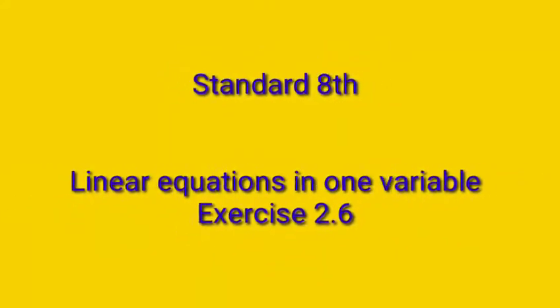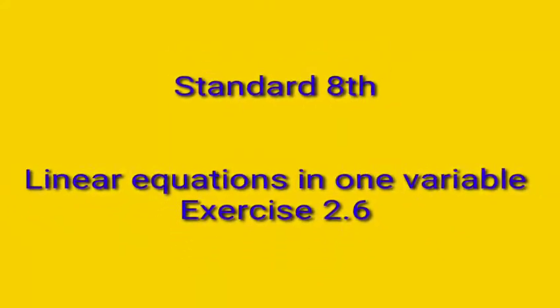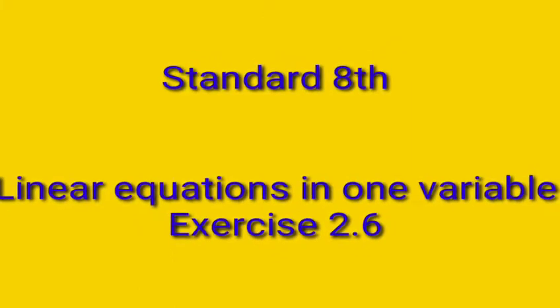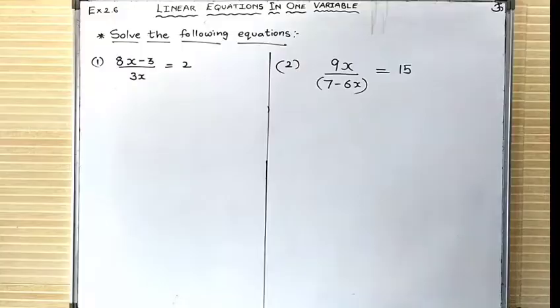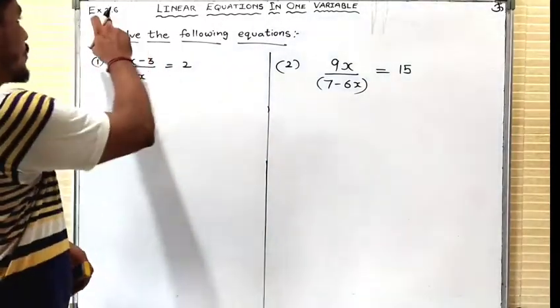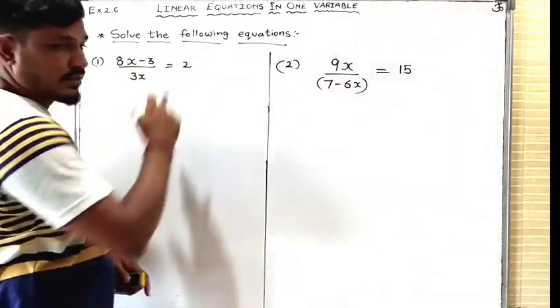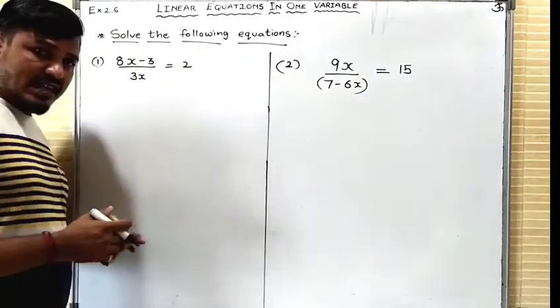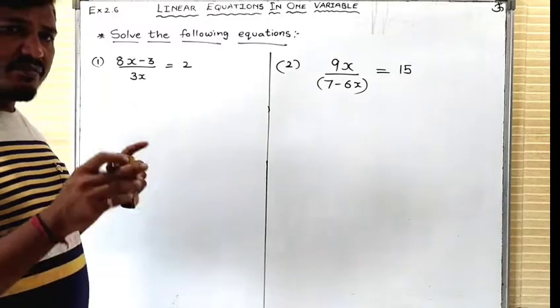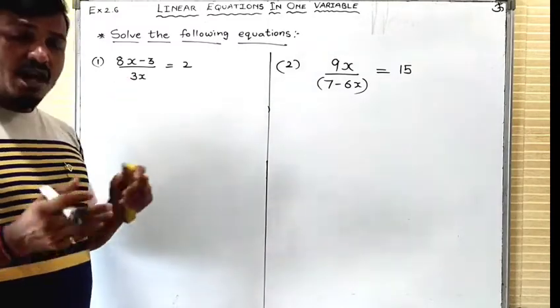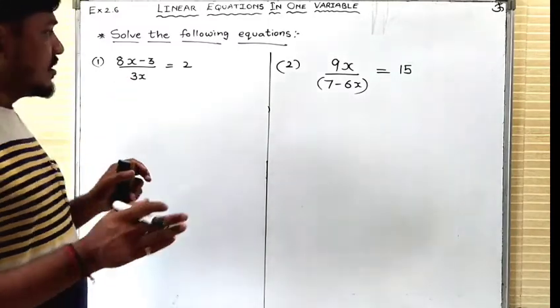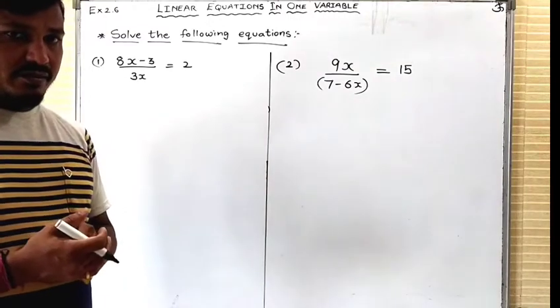Let us start our exercise 2.6 from chapter linear equation in one variable. Let us begin our exercise number 2.6. Solve the following equation. Now dear student, in this very exercise, we will get the value of variable in both numerator and denominator. How to do such? It's very simple. We will apply cross multiplication method.